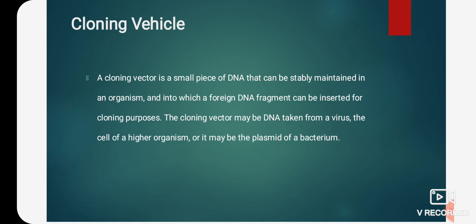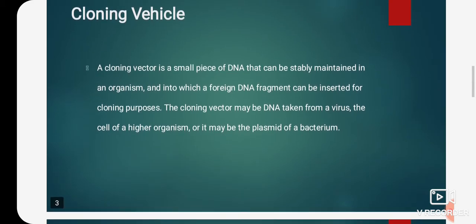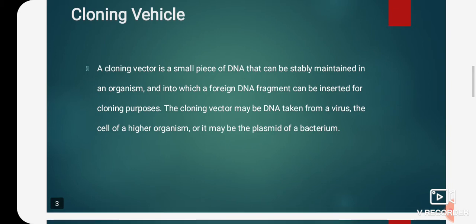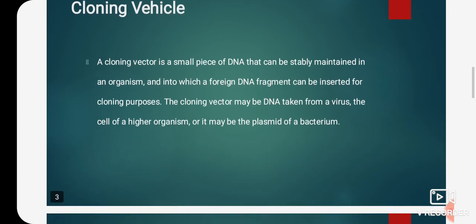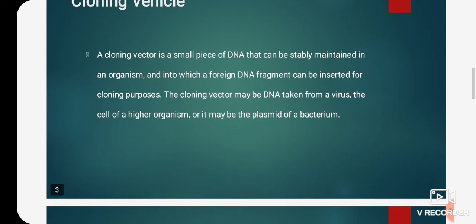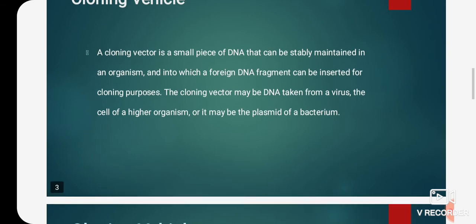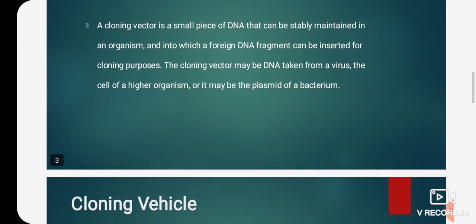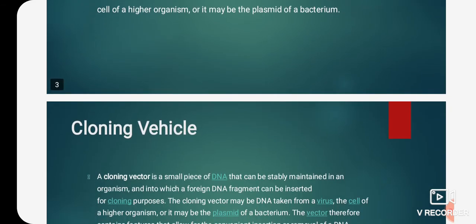A cloning vector is a small piece of DNA that can be stably maintained in an organism and into which a foreign DNA fragment can be inserted for cloning purpose. The cloning vector may be DNA taken from a virus, the cell of a higher organism, or it may be the plasmid of a bacterium. So, students, it is just like a vehicle.